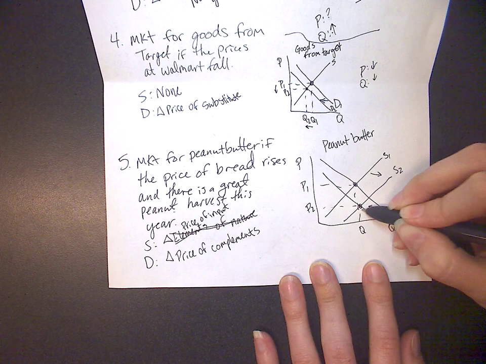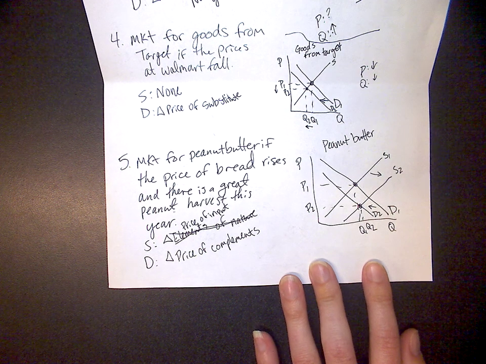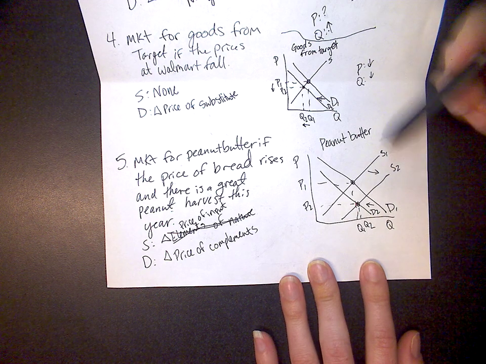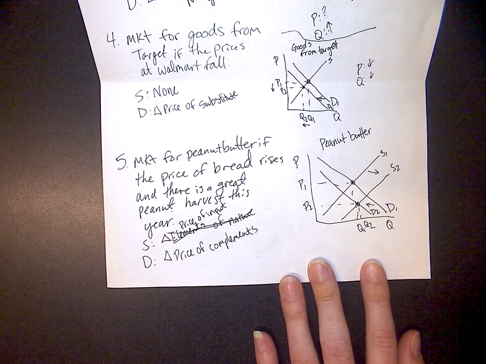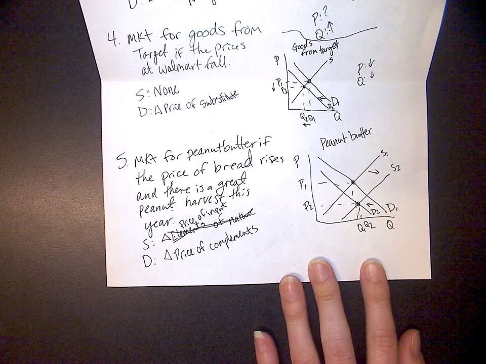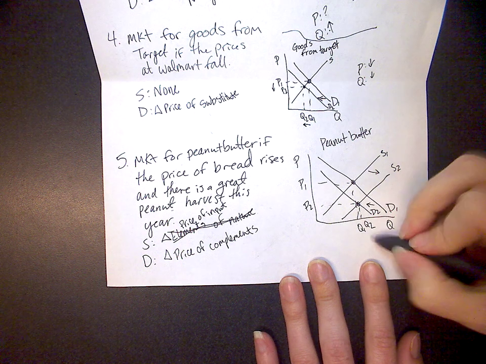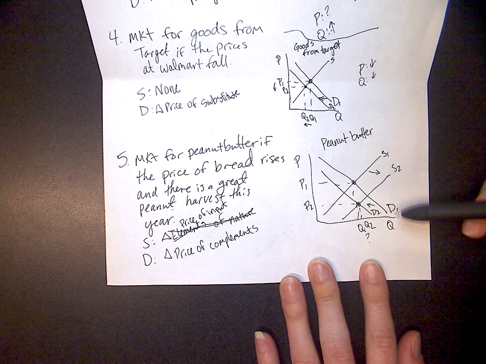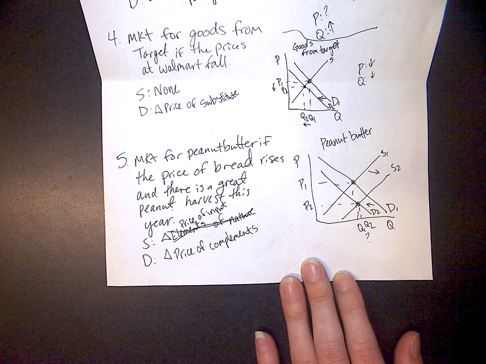Then S2, D2, P2, and Q2. As I drew it, it looks like Q2 is maybe a tiny bit bigger than Q1, but we'll think about this. Supply shift says the quantity should go up, right? It's easier to produce it, so quantity should go up. Demand shift, if people want it less, says quantity should go down. So the quantity is indeterminate here. Supply shift says increase quantity, demand shift says decrease quantity, and we don't know which wins. So we would write question mark or indeterminate.